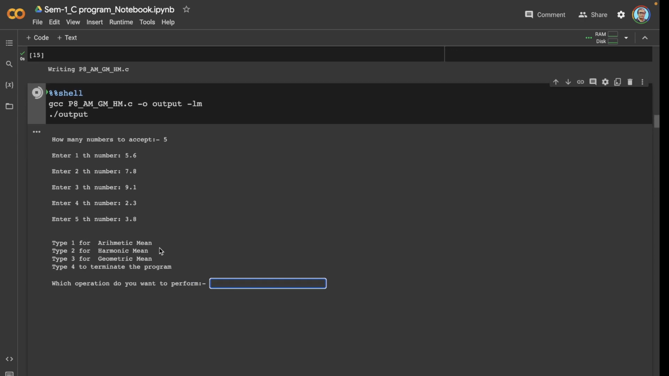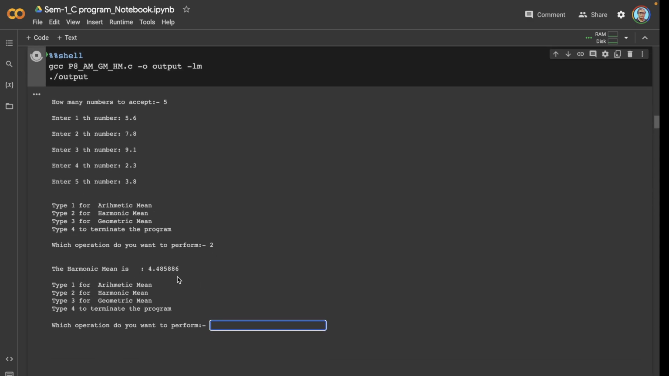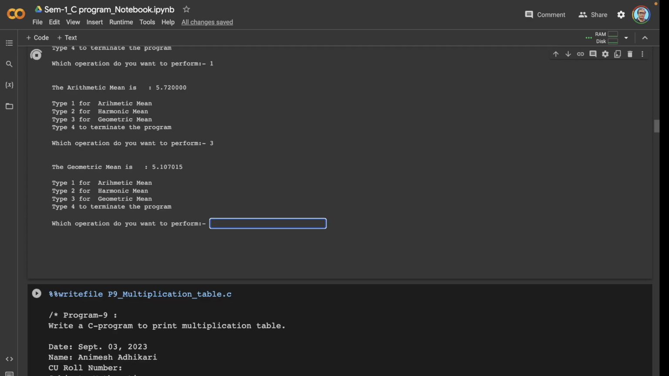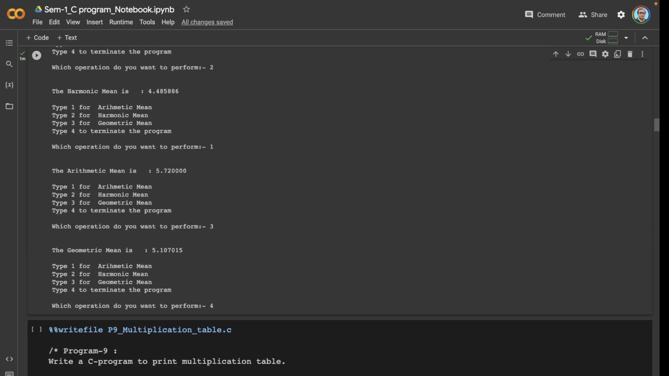Type 1 for arithmetic mean, type 2 for harmonic mean, type 3 for geometric mean. So we put here 2 for harmonic mean. So the harmonic mean is this. Next, put here 1 for arithmetic mean. The arithmetic mean is 5.72. So put 3 here for geometric mean. So the geometric mean is this, 5.10. And last, put 4 to terminate the program. Okay.